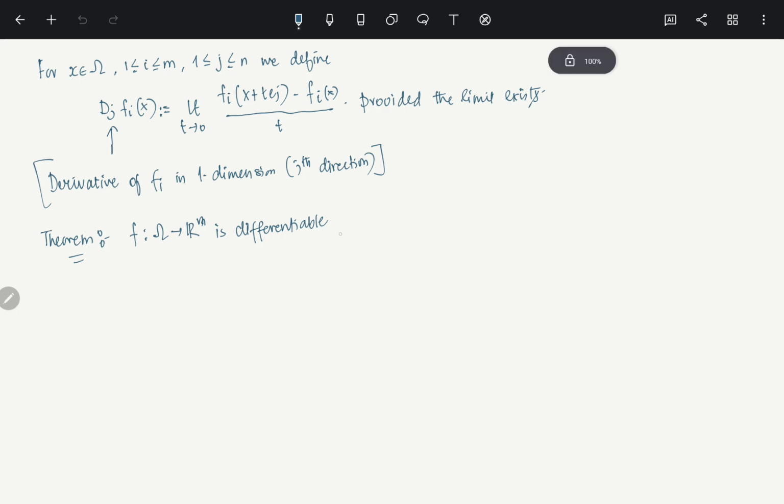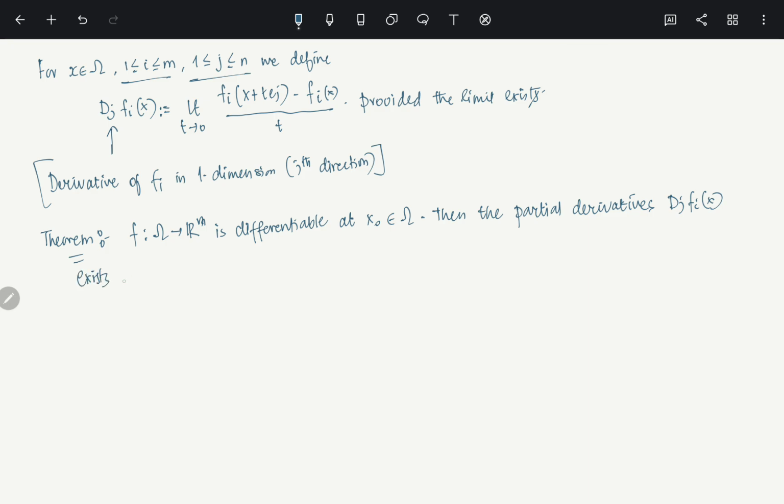So if f from omega to Rm is differentiable, let's say, at some point x naught in omega, then the partial derivatives exist. This is the relation between derivative and partial derivative: the partial derivatives d_j f_i at the point x. You see, for each f_i we have j directions, so n directions basically, because j varies between 1 and n, and i is varying between 1 and m. So I have n partial derivatives here for each f_i.